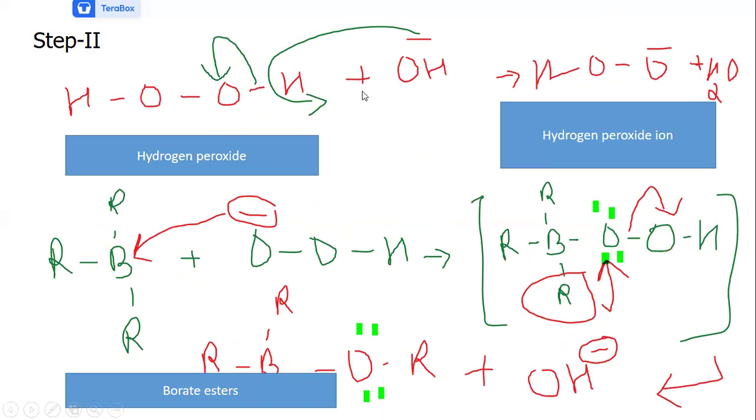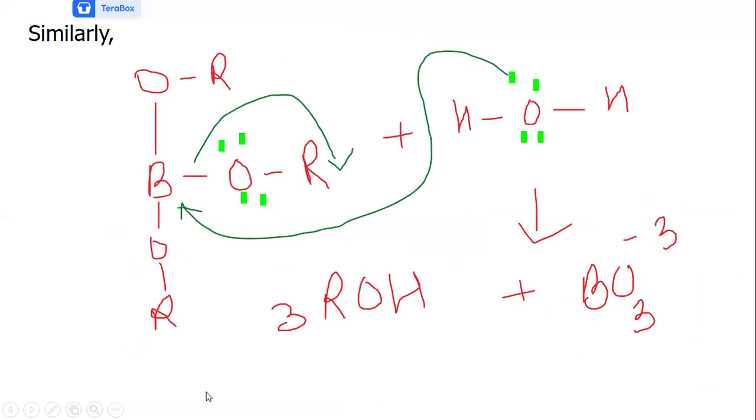And this peroxide is attacked by hydroxide, and hydrogen peroxide is formed. This hydrogen peroxide attacks this tripropyl boron, and this alkyl group attacks this oxygen and removes the hydroxide. Borate ester is formed. Similarly, triborate ester is formed and again attacked by water and produces alcohol.